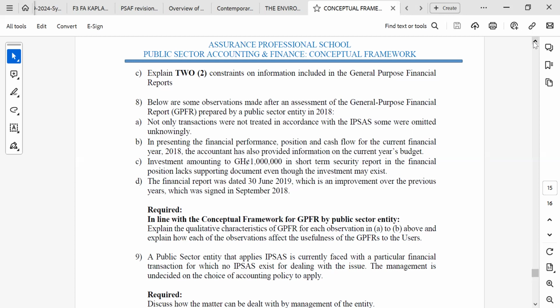All right, let's come to the next one. In presenting the financial performance, position, and cash flow for the current financial year, the accountant has also provided information for the current year's budget. What characteristics is there?